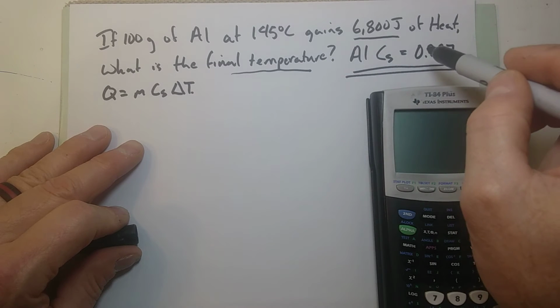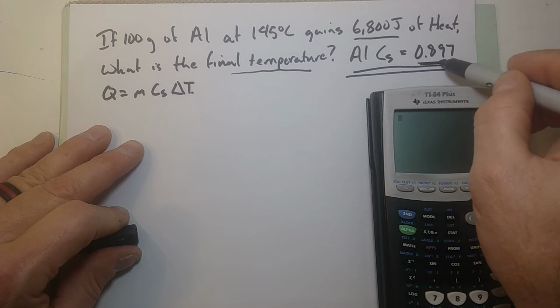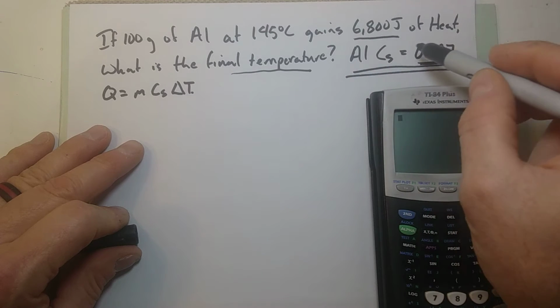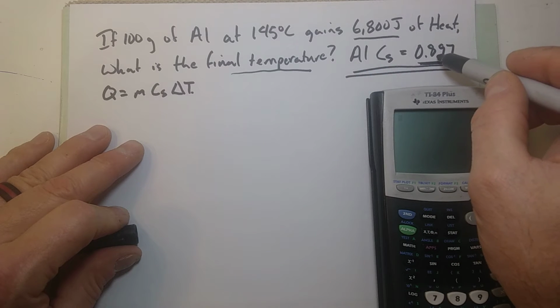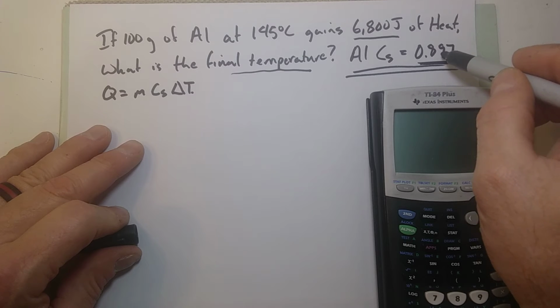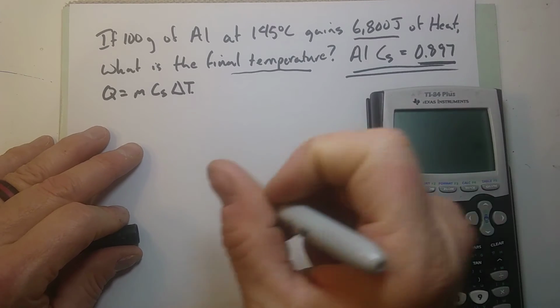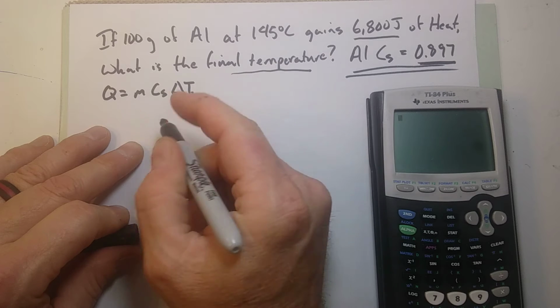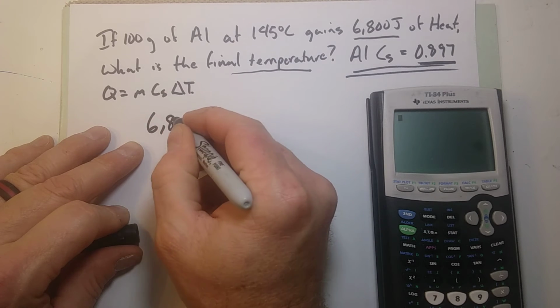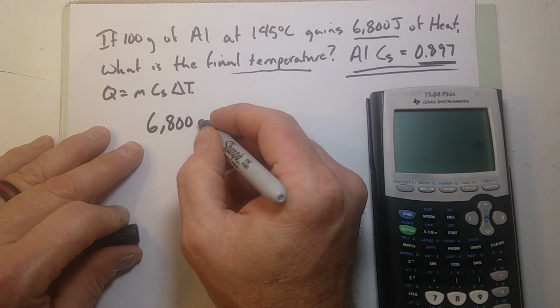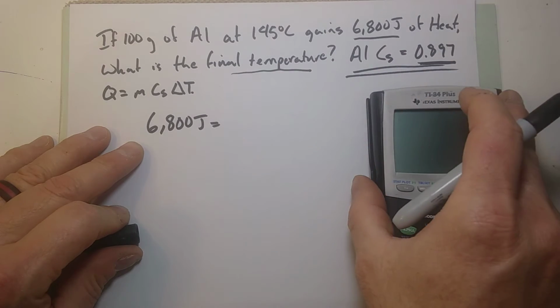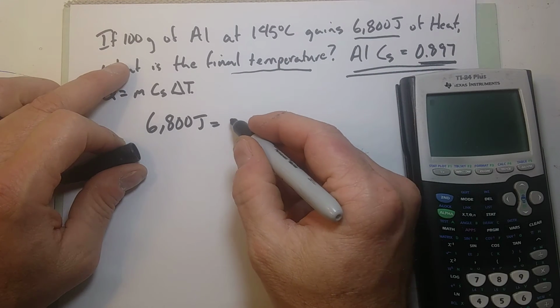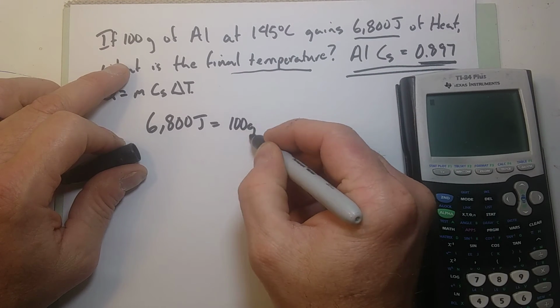So I think we're ready. They give us the specific heat capacity of aluminum. And I don't have the units for this shown, but it's joules per gram per Celsius. So let's set this up. Our Q is given: 6,800 joules is equal to, now they give us the mass, 100 grams of aluminum.